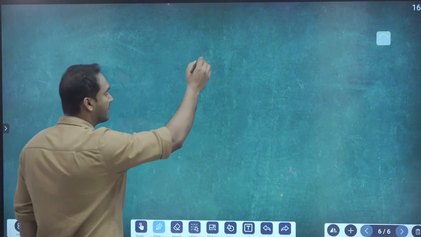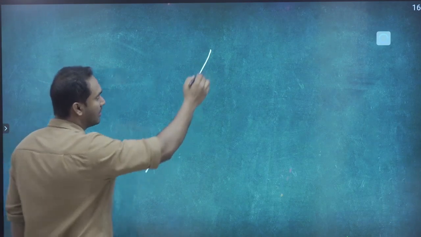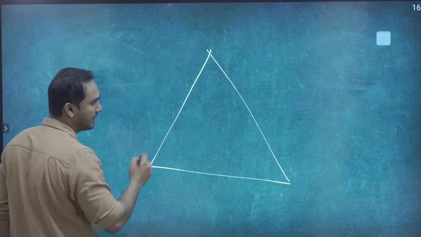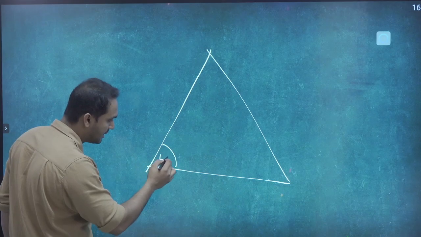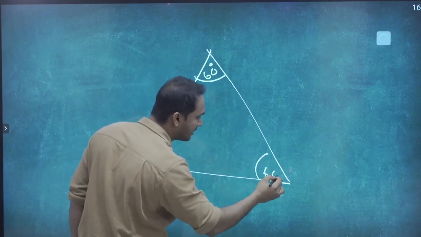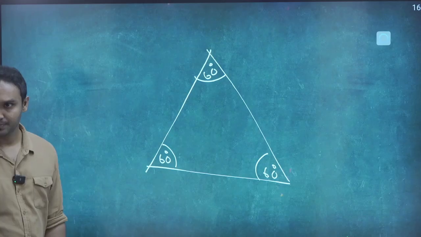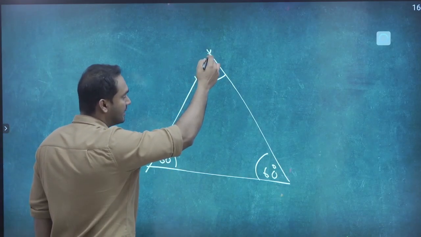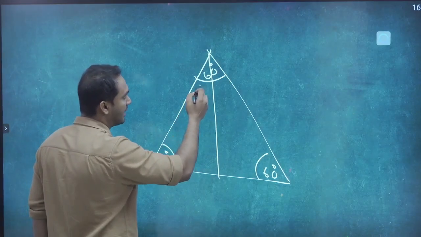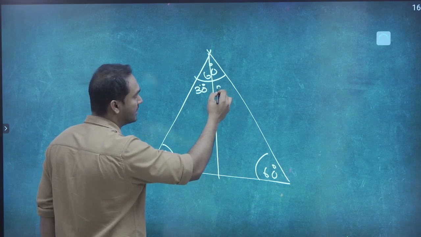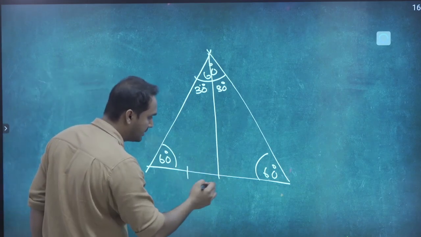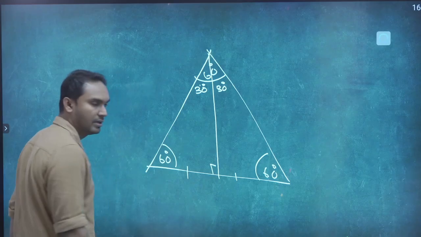So now let's say an equilateral triangle, where all the sides are equal. What are the angles here? This is 60, this is also 60 degrees, this is also 60 degrees. I'm going to draw a line from the very middle, and it divides this angle into two equal parts, 30 degrees, 30 degrees, and this into two equal parts, and this will be 90 degrees.